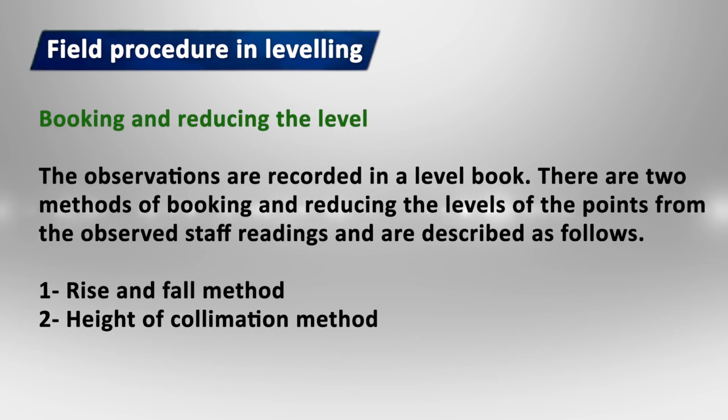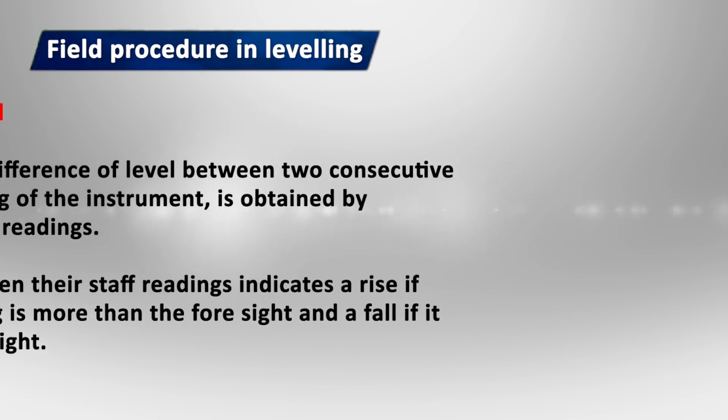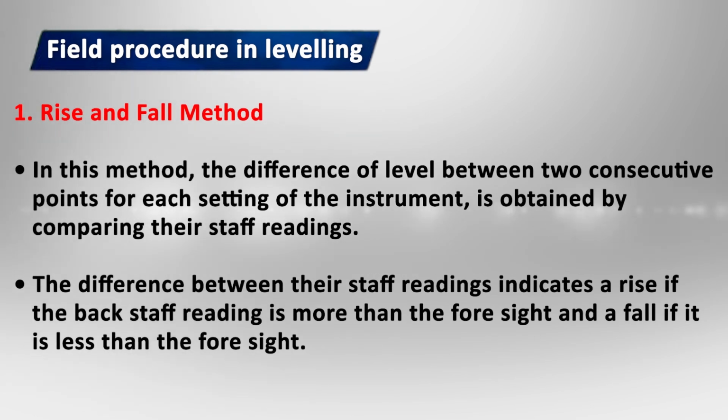The third step will be booking and reducing the level. The observations are recorded in a level book. There are two methods of booking and reducing the levels of the points from the observed staff readings, described as follows. First method is the rise and fall method and second method is the height of collimation method. So, we will discuss the rise and fall method.